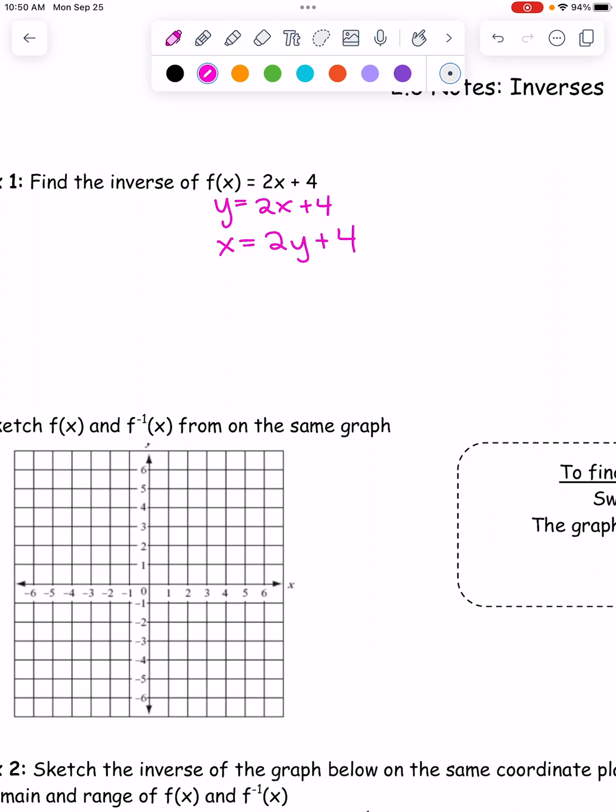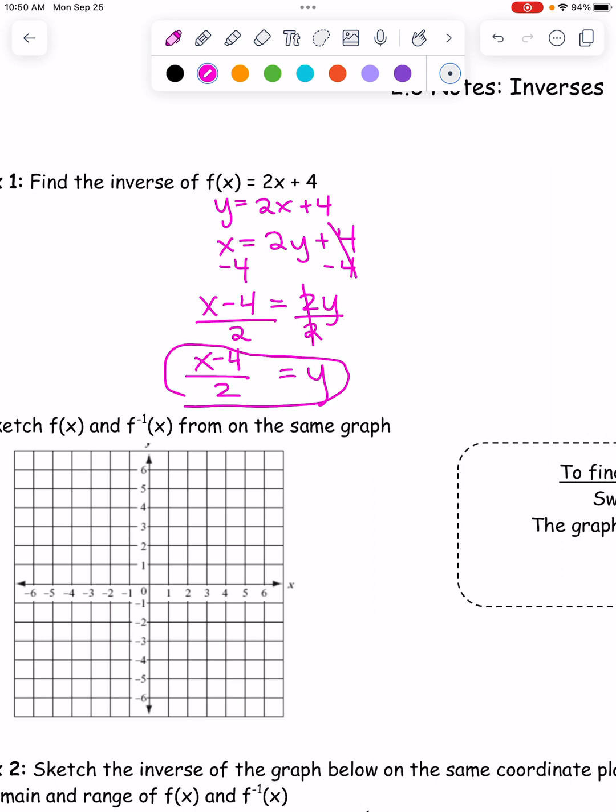So to isolate that variable of y, I'm going to subtract 4 first. The x and the minus 4 do not combine, so it's just x minus 4 equals 2y. Now to get the y by itself, I'm going to divide by 2. 2 divided by 2 is 1, so I get 1y by itself. Everything over here gets divided by 2. You can leave your answer like this. I am not mad about that.